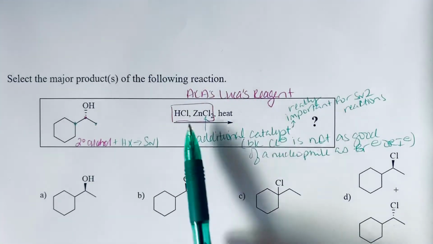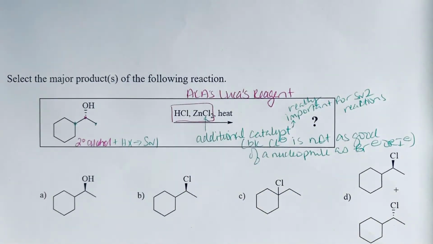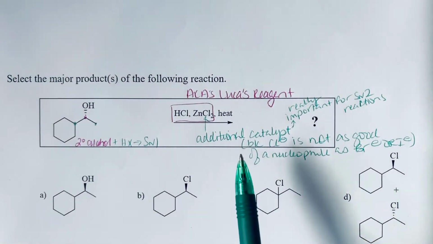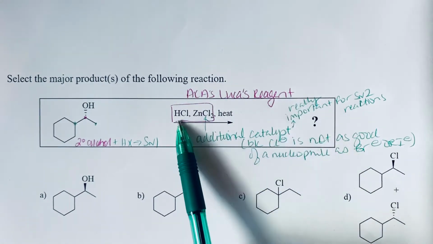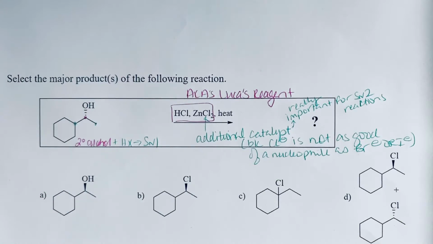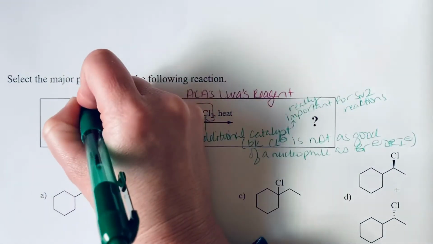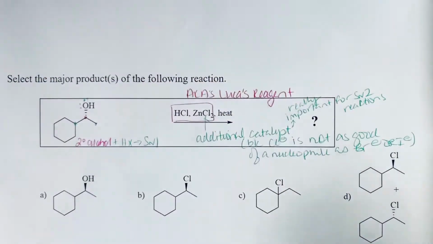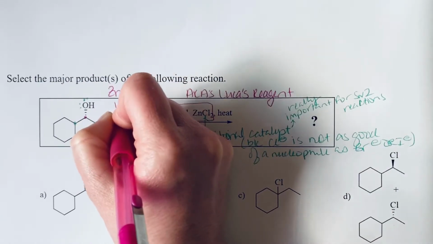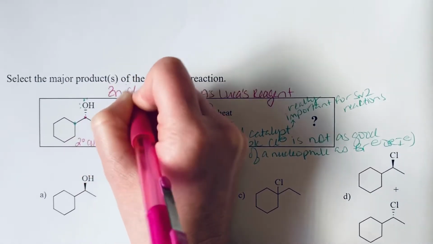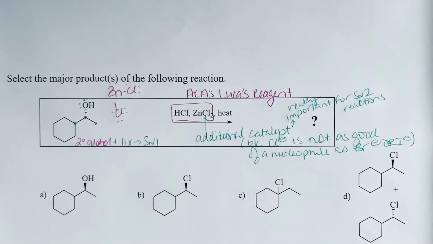Okay, so even though that zinc chloride isn't strictly necessary, I wanted to include it in this example just so we're familiar with this term Lucas reagent, which is the hydrochloric acid and the zinc chloride. So here's how the zinc chloride acts. It is an additional catalyst, right? So we've got lone pairs of electrons on that oxygen, and your zinc is a metal, right?